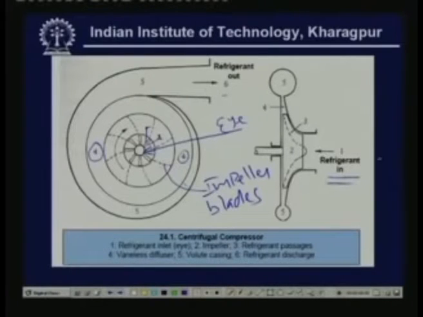So once again you can see how the refrigerant flow is taking place and the different parts. As I said, part 1 is the refrigerant inlet and part 2 is the impeller. 3 is the refrigerant passages, so these are the refrigerant passages, and 4 is the vaneless diffuser, and 5 is the volute casing, and 6 is the refrigerant discharge.